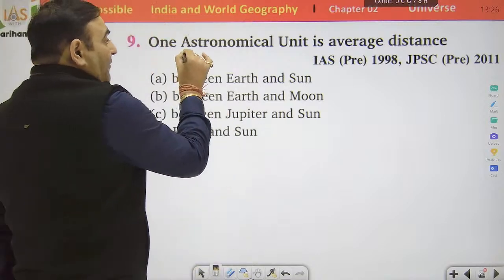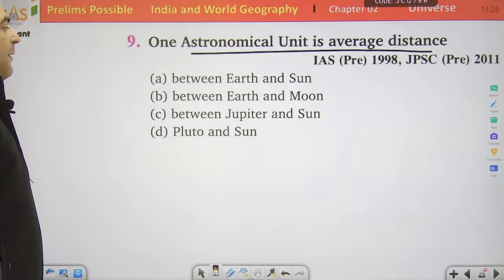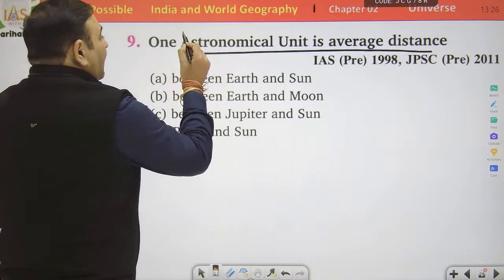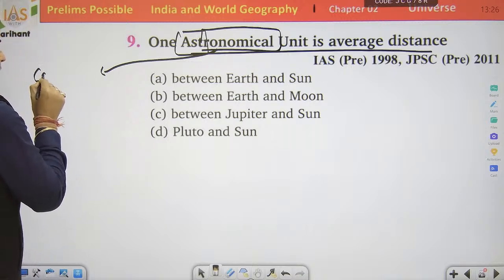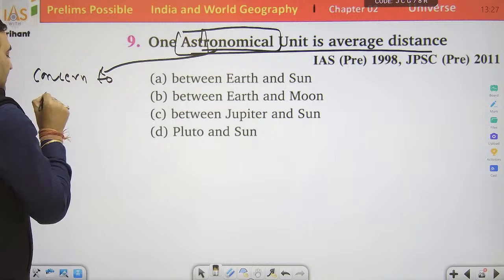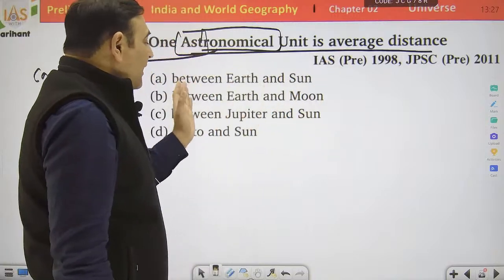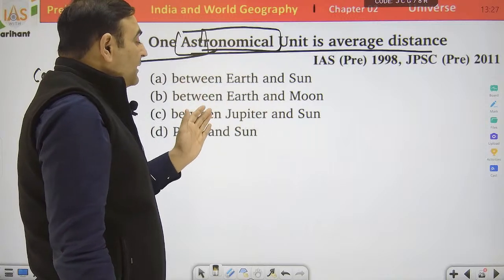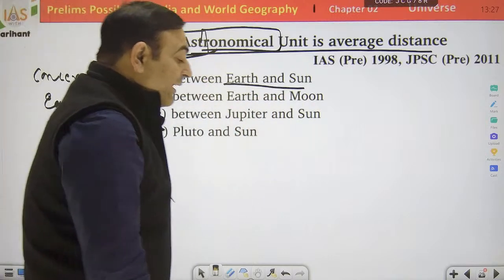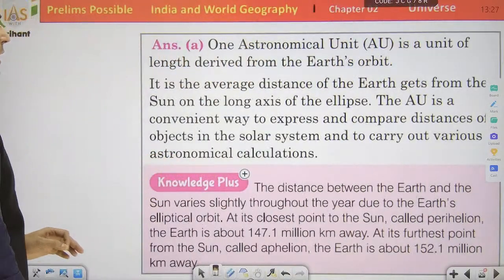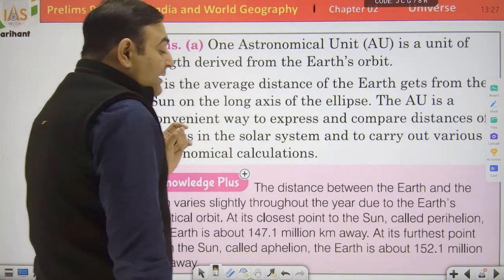One astronomical unit is an average distance. This was asked in IAS Prelims 1998 and JPSC Prelims 2011. Whenever you use the term astronomical, it is always concerned with the Earth. So, astronomical unit is an average distance between which? Earth and the Sun, Earth and the Moon, Jupiter and the Sun, or Pluto and the Sun? The answer is Earth and the Sun. If you are talking about AU, clear? AU is the distance between the Earth and the Sun.